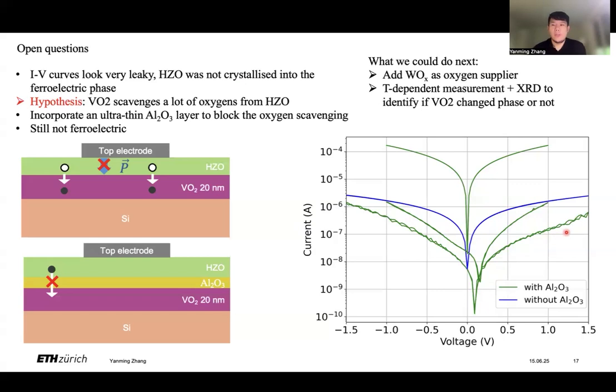Here one can conclude on the material, and what we could do next is to add some tungsten oxide as an oxygen supplier layer. And PhD students in our group, Anvisha and Alex, will take this over to do more experiments like temperature-dependent measurement or XRD characterization to identify if the VO2 changes the phase or not.